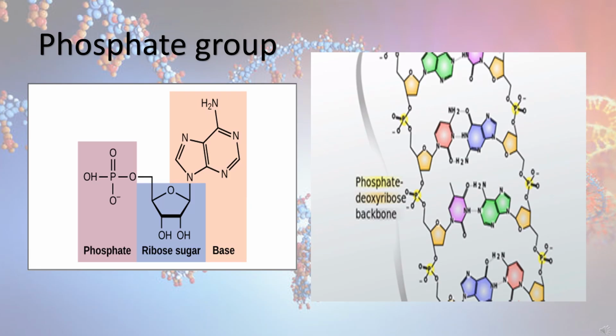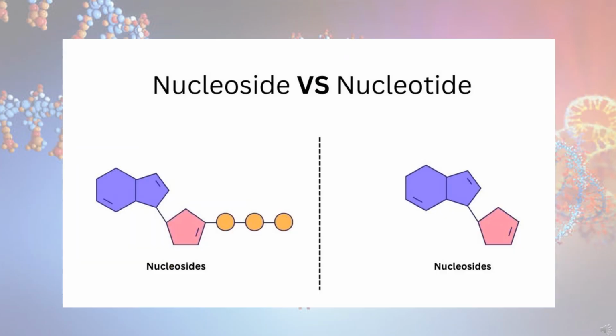So, the next time you think of DNA, remember the phosphate group, the negative powerhouse holding life's blueprint together. Now let's break down the structural difference between a nucleoside and a nucleotide so you never mix them up again. Let's start with the basic building block, a nucleoside.